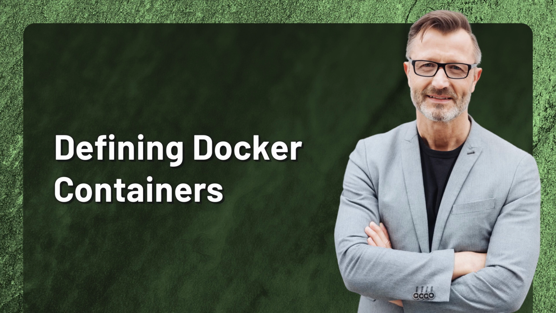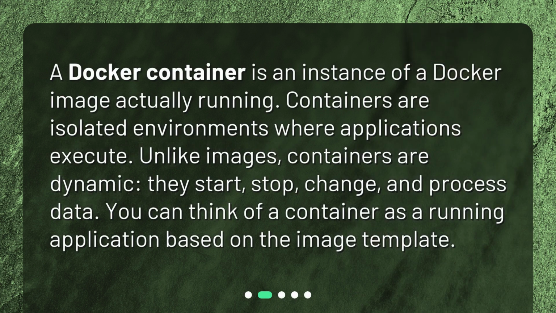Defining Docker containers. A Docker container is an instance of a Docker image actually running. Containers are isolated environments where applications execute. Unlike images, containers are dynamic. They start, stop, change, and process data. You can think of a container as a running application based on the image template.